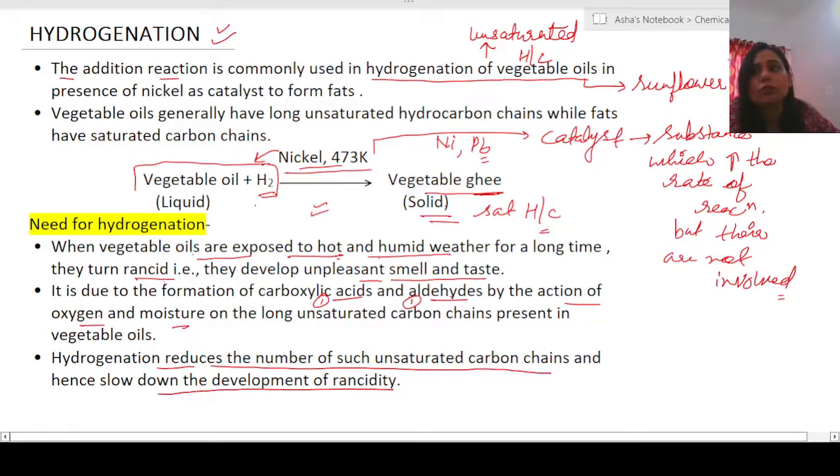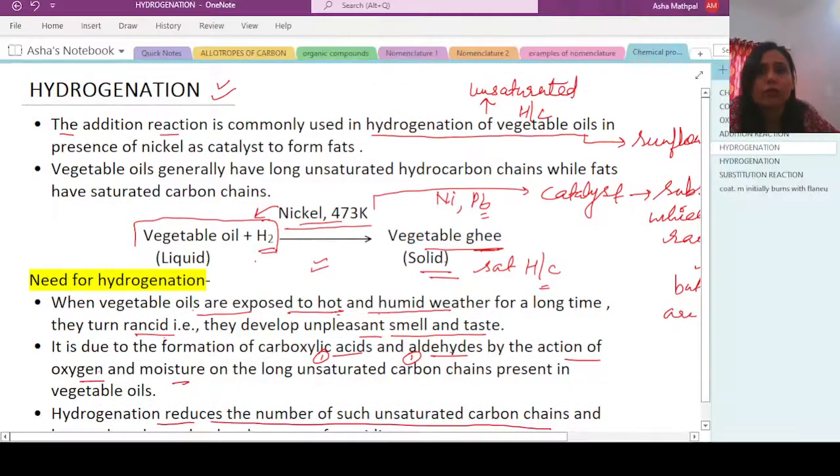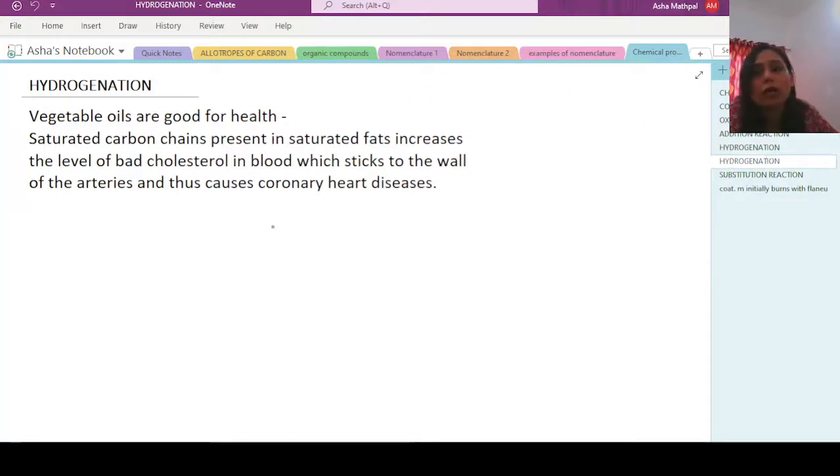Okay, so in this way we can keep the oil for a longer time, and that is why the hydrogenation reaction is used in many industries also. Now, vegetable oils are good for health. Why do we say so? Because vegetable oils contain unsaturated hydrocarbon in them. On the other hand, the saturated carbon chains, that is the ghee or you can say butter, are not said to be that good for cooking purposes.